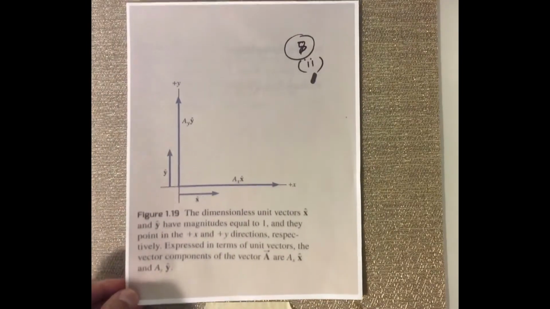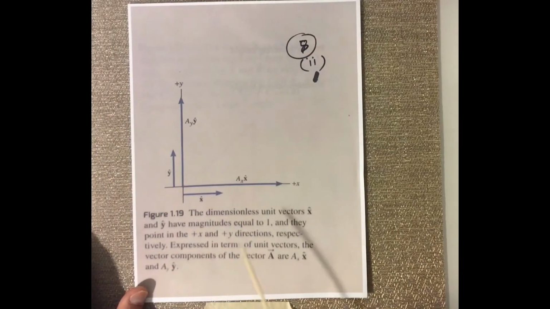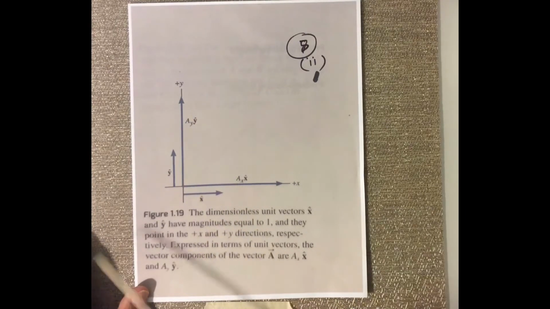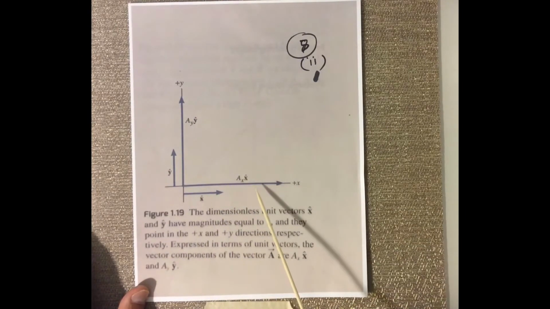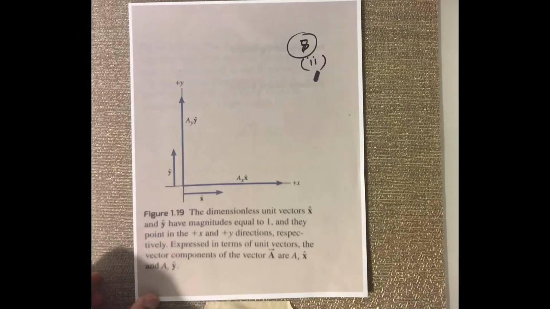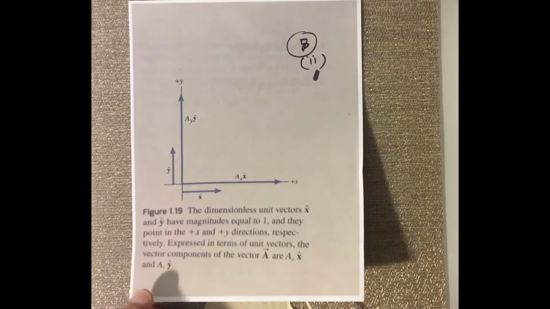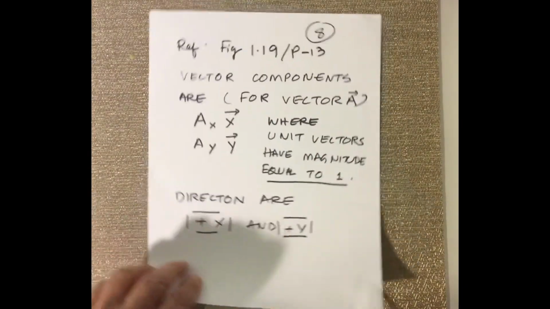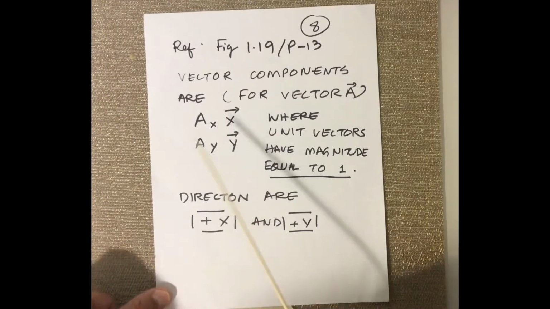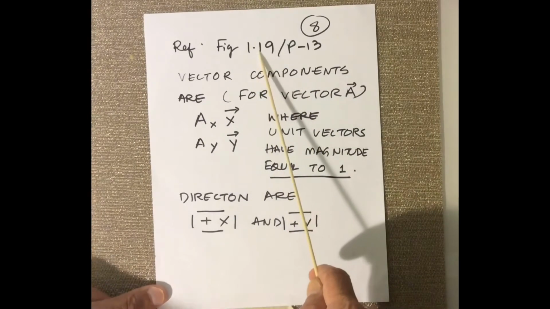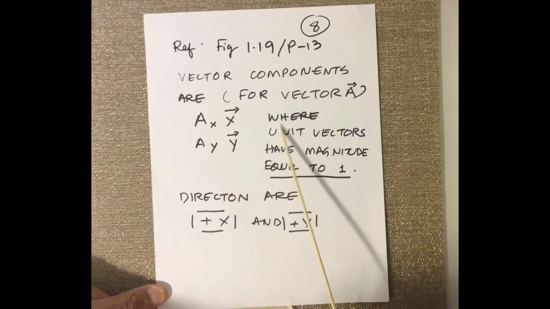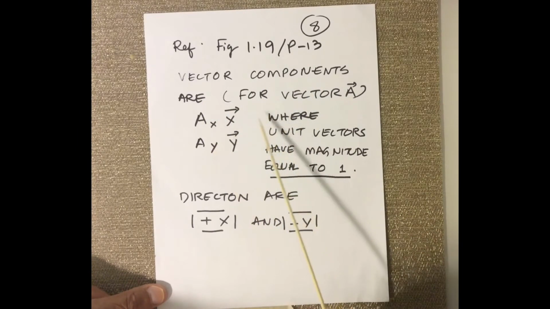The next one shows you the x direction, y direction. You have ay and ax, and here the unit for the magnitude is 1 unit, and this is shown in this figure here. In the figure 1.19, page 13, the vector components are shown here.